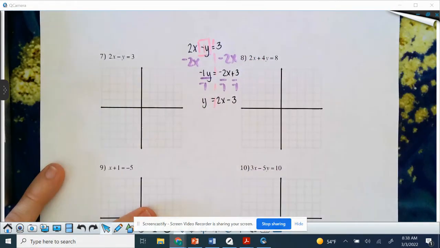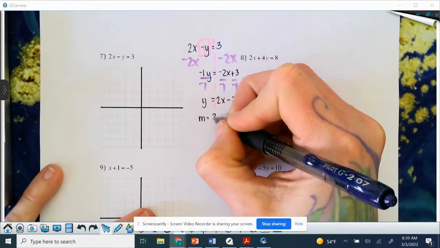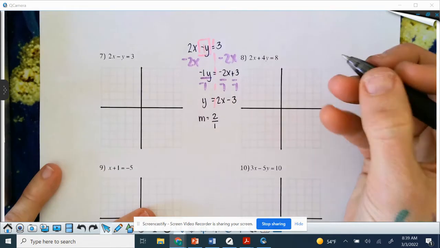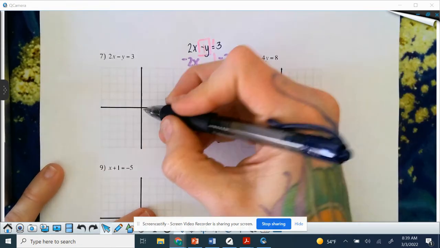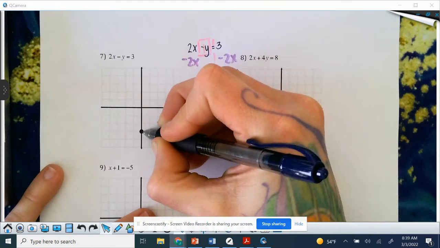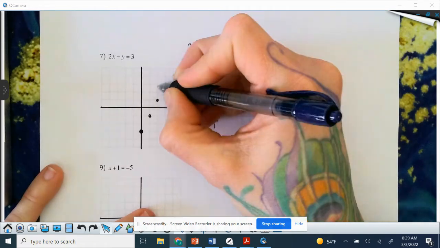Okay, so now we know that our m, so y equals mx, is 2. Imaginary 1 when we start discussing rise over run. And our b value is at negative 3. So we're going to go down to negative 3, and then we're going to go up 2 over 1, up 2 over 1, and fill in our entire graph.